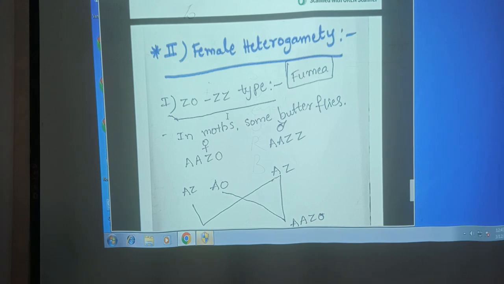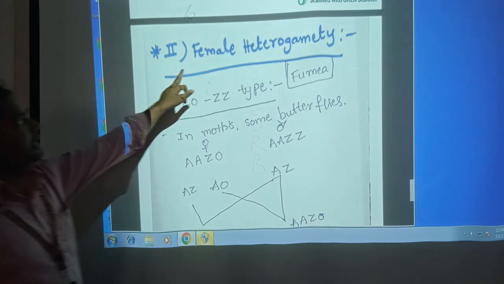Z0, ZZ type. In moths and some butterflies, the female is heterogametic with one Z chromosome and the male is homogametic with two Z chromosomes. The karyotype of the female is AAZ0 and male AAZZ. The female produces two kinds of ova, half of them with a Z chromosome and the other half with no sex chromosome. The male produces similar type of sperm. The sex of the offspring depends on the type of ovum that is fertilized.